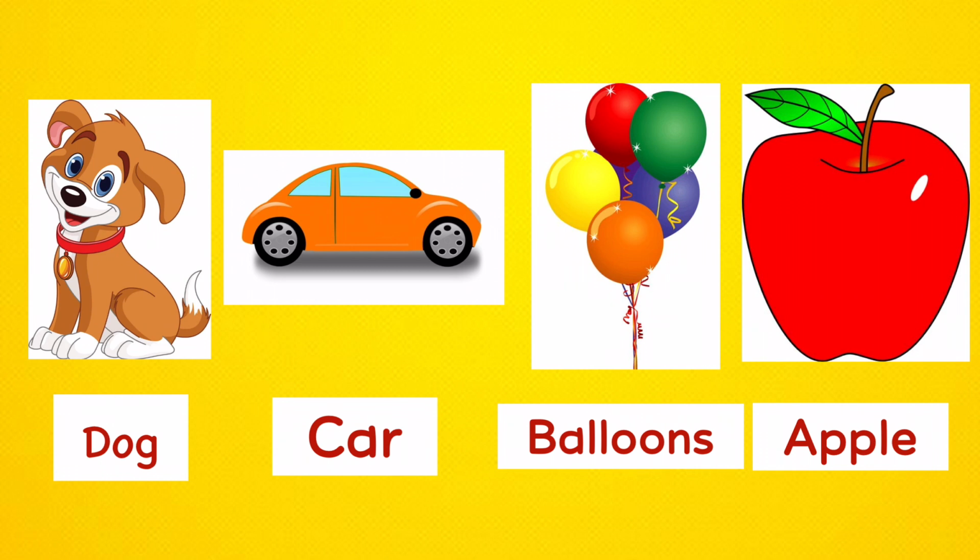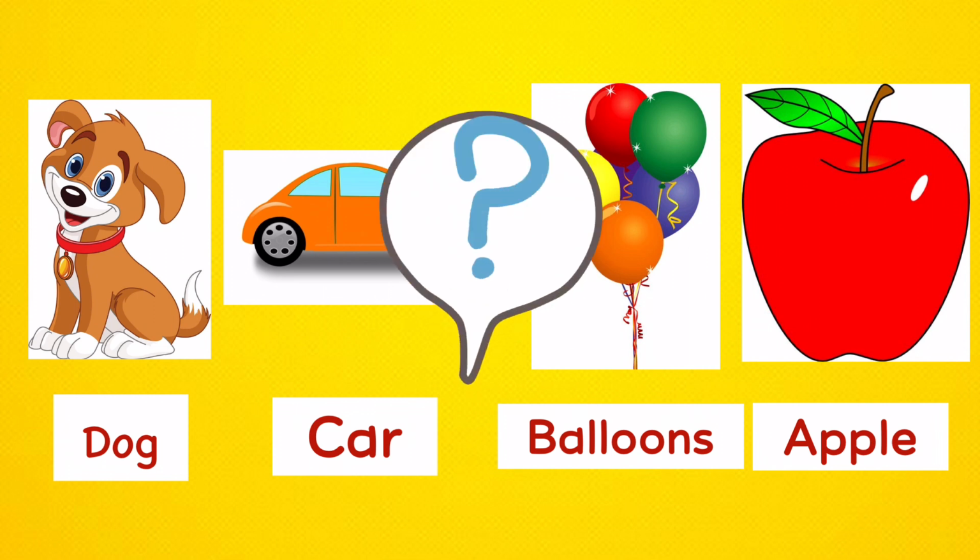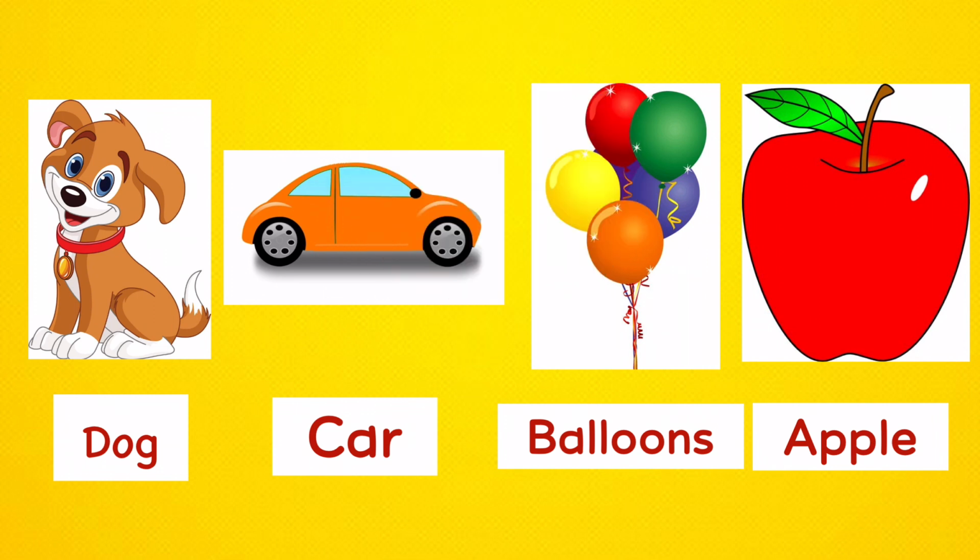Let's look at these objects: dog, car, balloons, apple. How are we going to arrange them in alphabetical order? As we know the right sequence of the ABCD order, we will see the first letter of each object. Is there any object starting with A? Yes, it's apple. Then the next would be balloons as it starts with B.